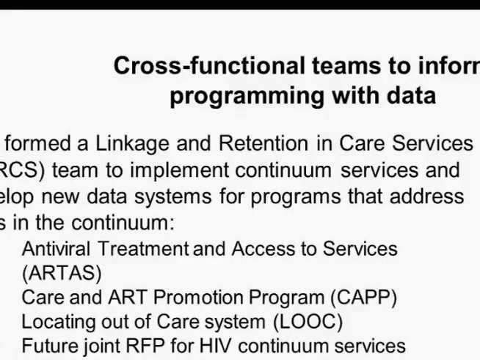Some examples of those are the antiviral treatment and access to services, or ARTAS intervention, one that was developed in Seattle, the Care and ART Promotion Program, which is a relinkage intervention, and an information system and associated program, which is a locating out of care system. And then as we've begun to work together more and more, we have decided now to bid our programs for the HIV continuum services jointly. So both prevention and care services will be wrapped up in that.